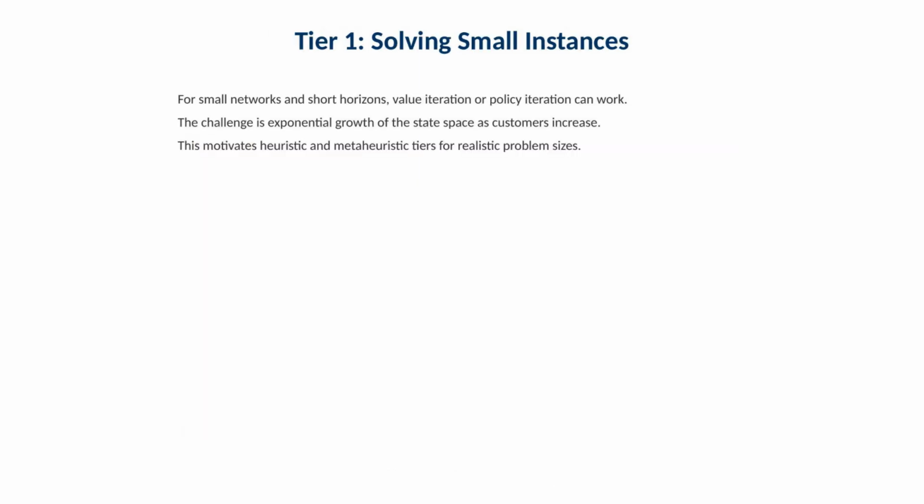When the instance is small, classical dynamic programming can work. But as the number of clinics grows, both the state space and the action space explode. This is why real-world inventory routing problems typically rely on heuristics and meta-heuristics that can produce strong solutions quickly, even if they are not provably optimal.